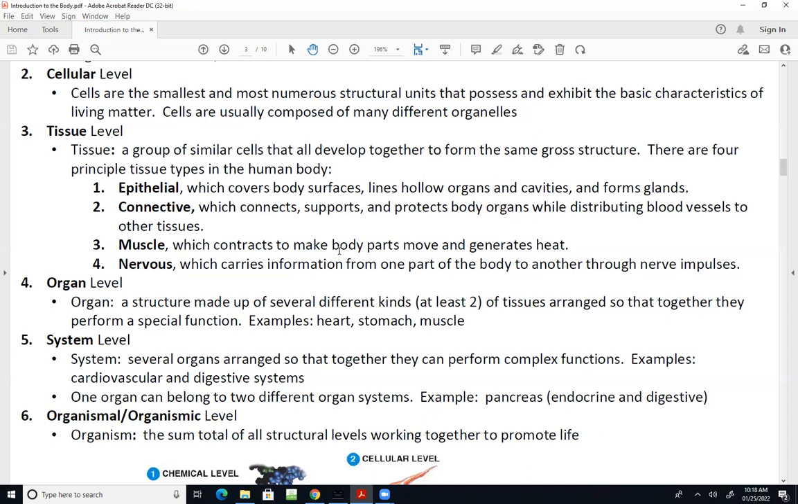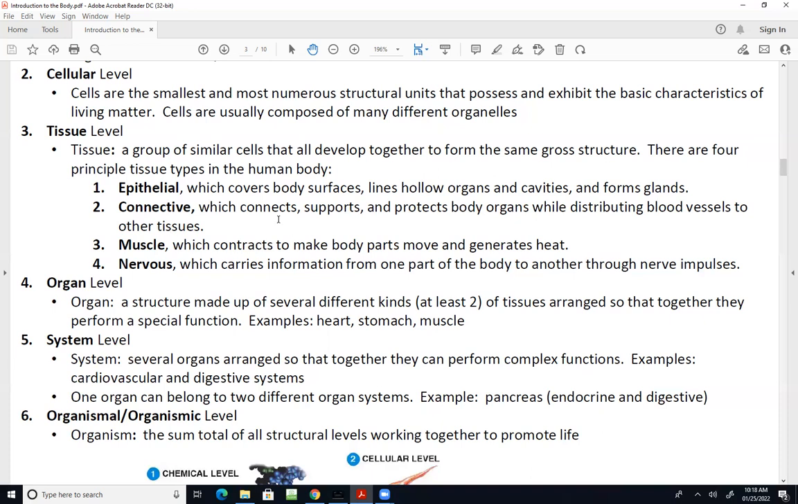Number 3 there, tissue level. A tissue is a group of similar cells that all develop together to form the same gross structure. So basically, if you want to think of it in a simpler way, a group of cells that work together. 4 principal types of tissues exist in the body: epithelial, connective, muscle, and nervous. Each of them has a different job. Epithelial is going to be like what covers the body surface, like the outer surface of our skin, the inside of our mouth, inside of our stomach, our sweat glands, our oil glands, endocrine glands internally. Those are all epithelial types of tissue.